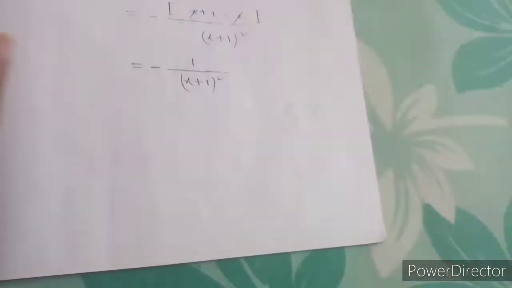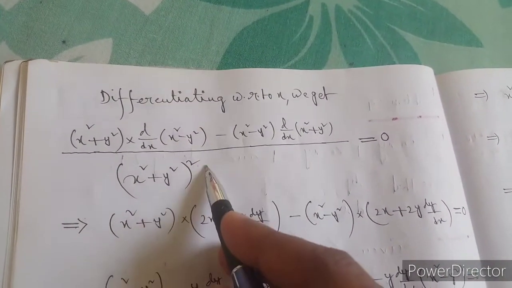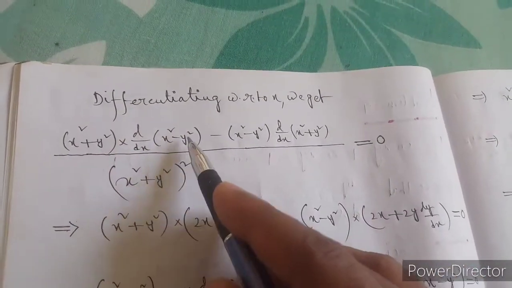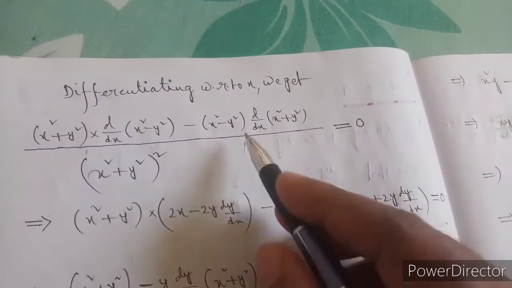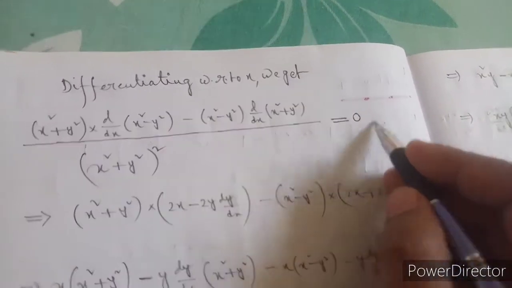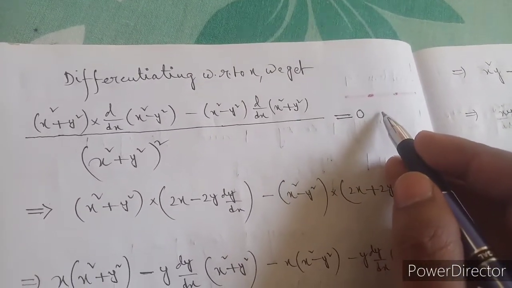Now differentiating with respect to x, we get [(x² + y²) into the derivative of (x² − y²) minus (x² − y²) into the derivative of (x² + y²)] divided by (x² + y²) whole square, and that should be equal to 0, because cos(sin inverse a) is a constant, so the derivative of that constant is 0.